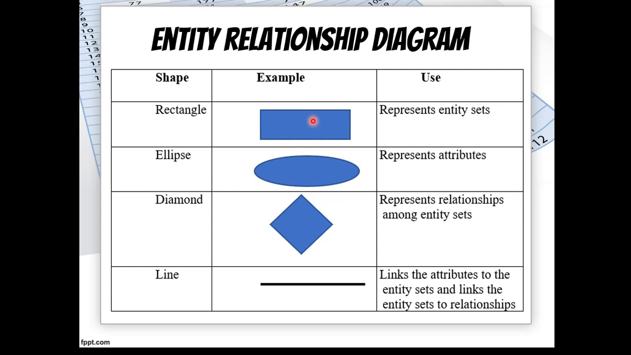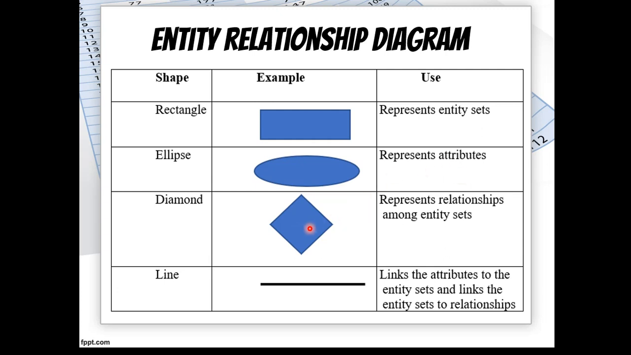Okay, so we are going to use rectangle if we are going to represent entity sets. Pag sinabi natin entity sets, that is the title of your table. Again, entity sets pertains to the title of your table. So, dito natin ilalagay ang title ng ating table. And we're going to use ellipse naman, ellipse shape, if we are going to represent attributes. Okay, ano naman ang attributes? Attributes pertains to the field names. Okay, wag pong malilito. Attributes pertains to the field names. So, pag sinabi nating attributes, ang nire-refer lang nun is field names.